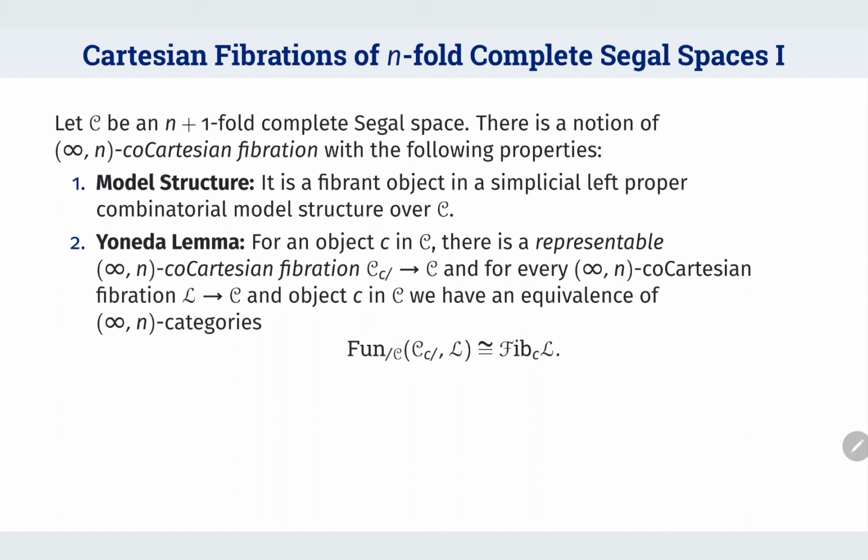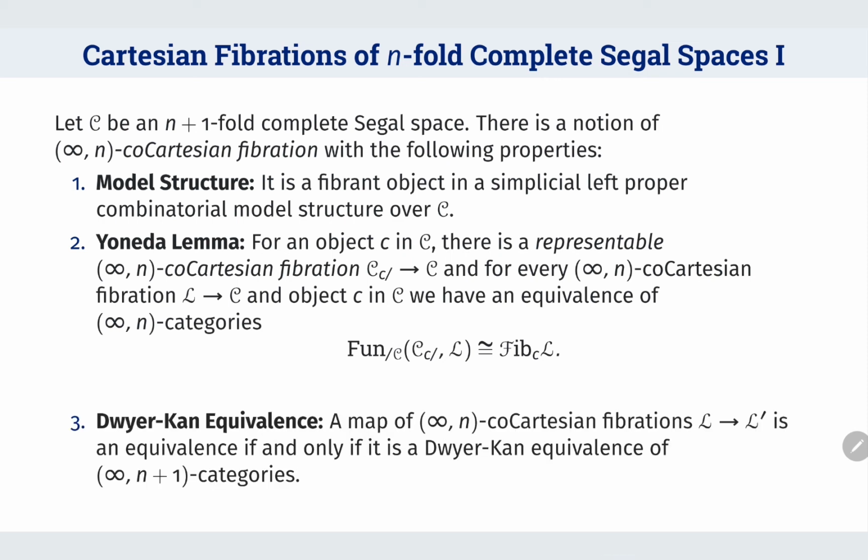Moreover, we have a Yoneda lemma for these infinity n coCartesian fibrations, meaning that for every object, we can construct a certain representable coCartesian fibration, which we also denote by a slice, and any functor from that representable fibration into an arbitrary one precisely corresponds to the fiber over C, which we should think of as the value of that fibration. Moreover, we can prove that a map of infinity n coCartesian fibrations is an equivalence if and only if it's a Dwyer-Kan equivalence of infinity n+1 categories, meaning it is fully faithful and essentially surjective in the infinity n+1 categorical sense.